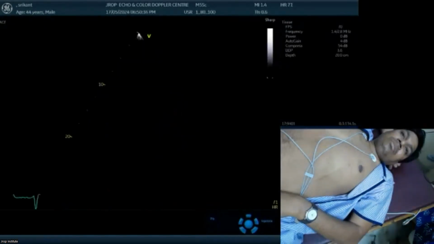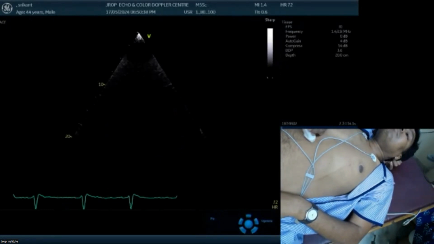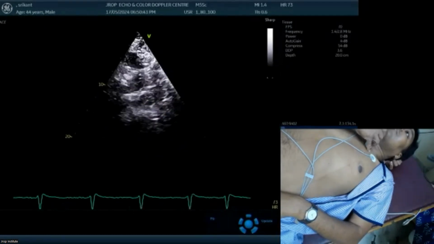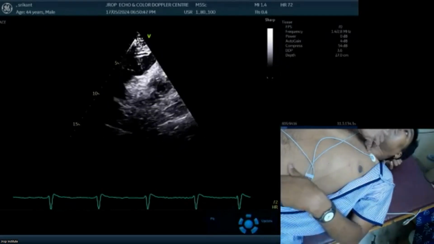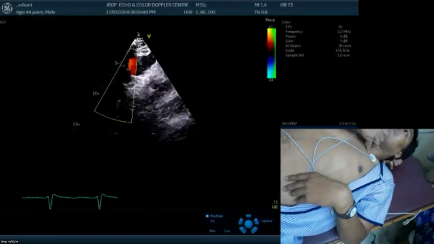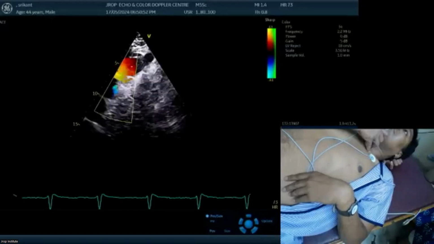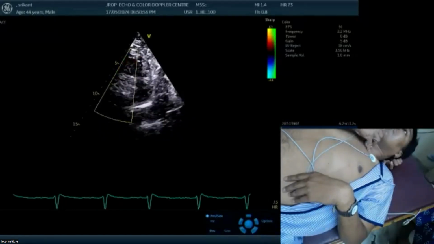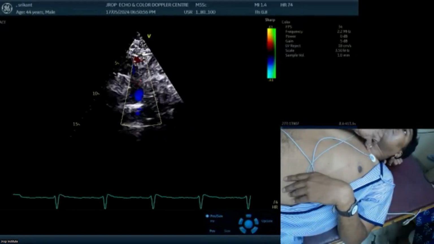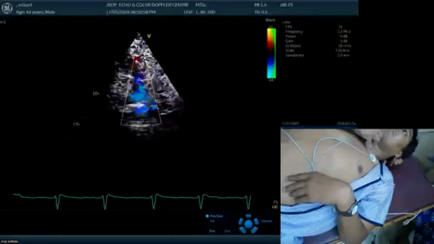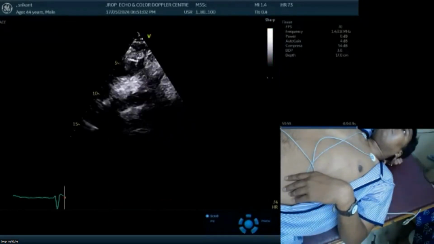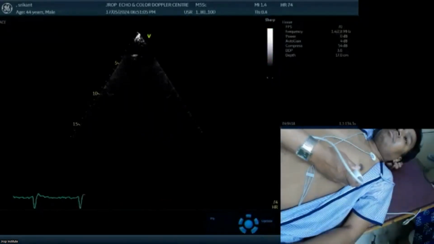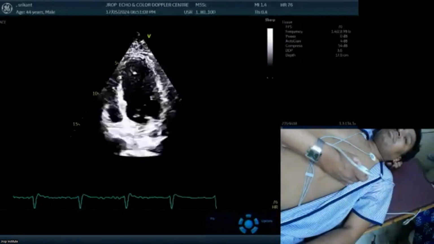So counterclockwise rotation of the probe will give you this IVC. And next is go to suprasternal window. Reduce the depth, and here is ascending aorta. Here is the descending. So this is how we look for colors. Once we look for these colors, then we try to measure the gradients.